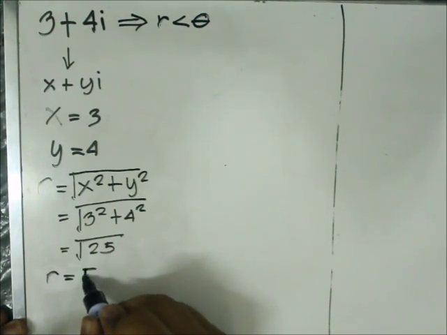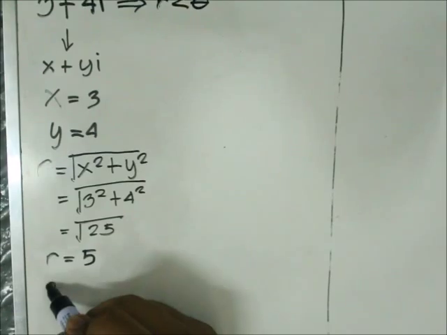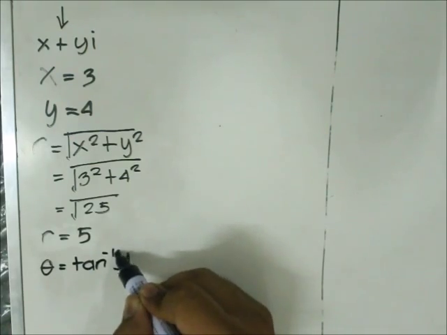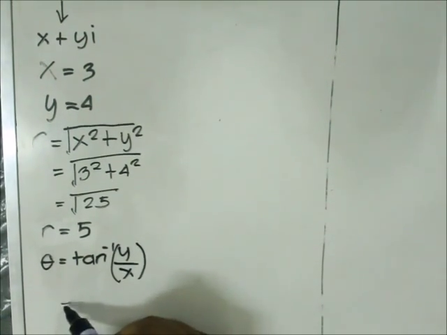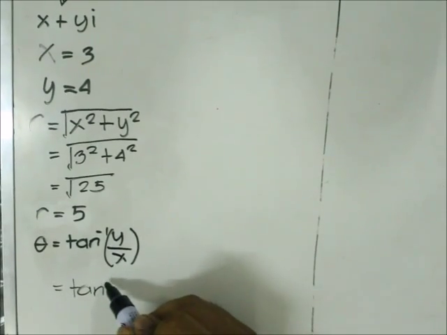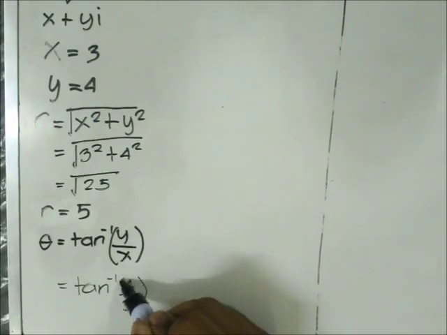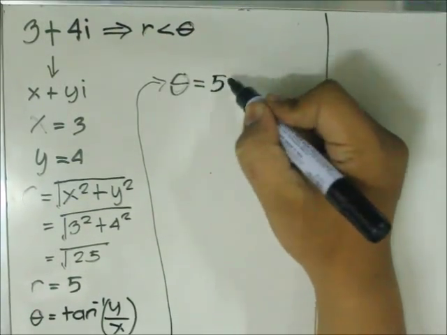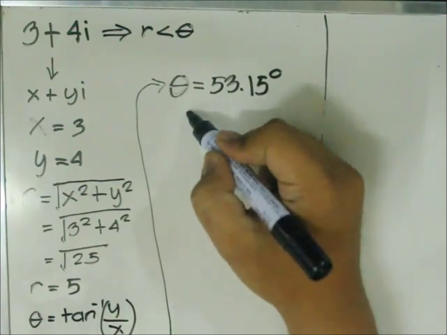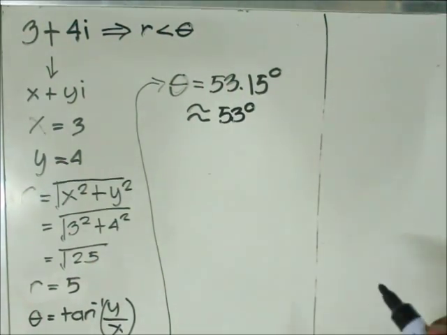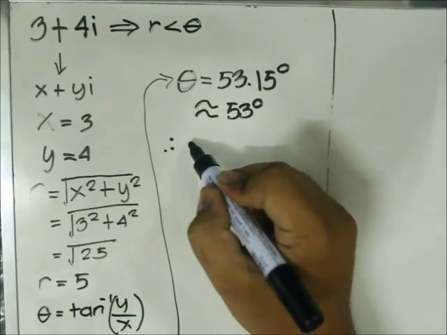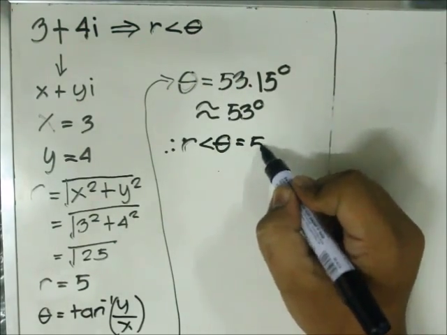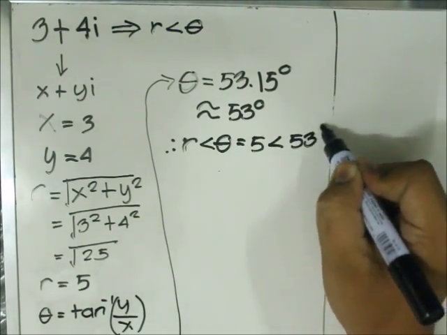Evaluating, we get r equals 5. Next is to solve for theta. Recall that theta is equal to inverse tangent of y over x. Substituting the values of x and y, we get theta equals inverse tangent of 4 over 3. Evaluating, we get theta is equal to 53 degrees. Substituting the values of r and theta, we now have 5 cis 53 degrees as the polar form of the rectangular coordinate 3 plus 4i.